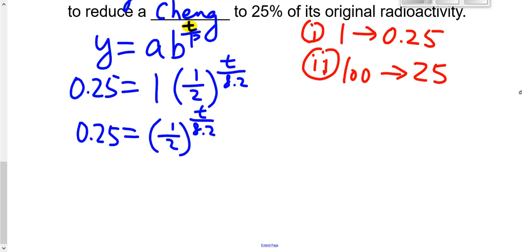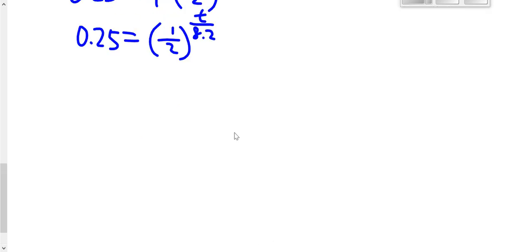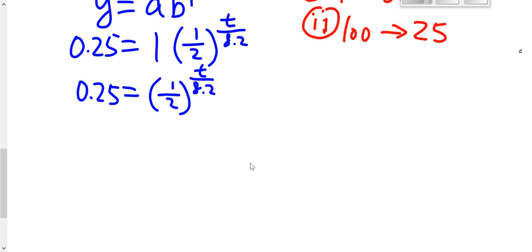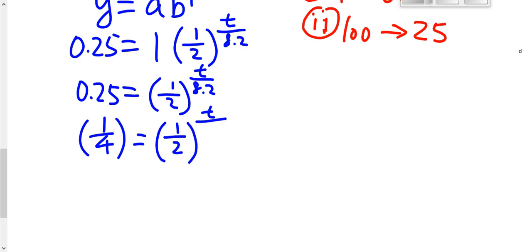So if you look at this, what can we do? Of course, we convert them into a common base. So let's convert this. I would convert this into fractions. Okay, if you want, you can convert this into decimal, but I personally think that converting this into a fraction would be more obvious, easier to see. So okay, 0.25 is the same as 1/4, equals 1/2 raised to the power of T over 8.2.